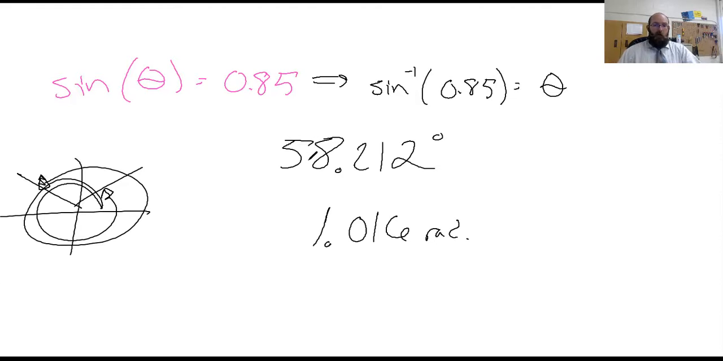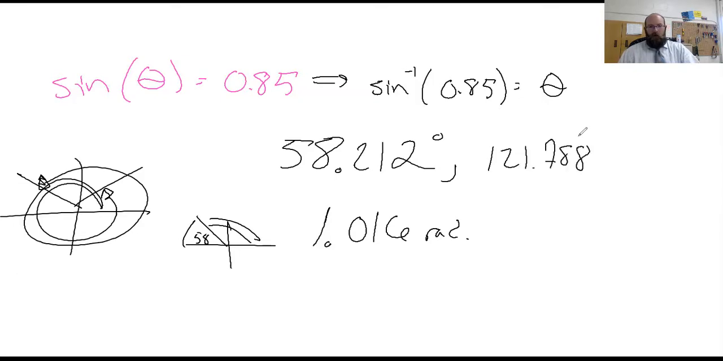If I'm at 58 degrees, then that means I'm at 180 minus, I'm going to draw a picture again because I cluttered it up. If this is 58, then this chunk here is 180 minus the 58.212. So let's do that. 180 minus that 58 is going to get me 121.788. And that's in degrees.